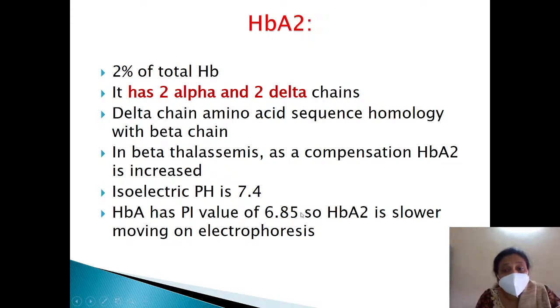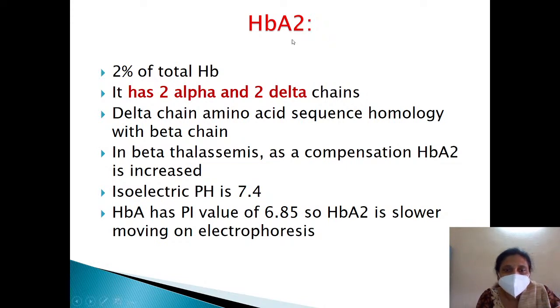So HbA2 is slow moving on electrophoresis. Different types of hemoglobins can be separated by electrophoresis. Electrophoresis, you know the principle: movement of charged particles under an electric field. As the isoelectric pH of HbA2 is 7.4, which is more than the isoelectric pH of HbA, HbA2 is slower moving on electrophoresis.